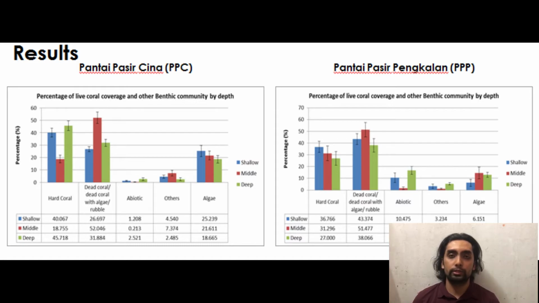The other graph shows the average percentage of live coral coverage and other benthic communities differentiated by depth in PPP. The highest major category is abiotic. All depths have more than 50% coverage for the abiotic category. Hard coral in PPP is abundant in the shallow area and decreases toward the deeper area. Moreover, algae and abiotic categories are also abundant in PPP.